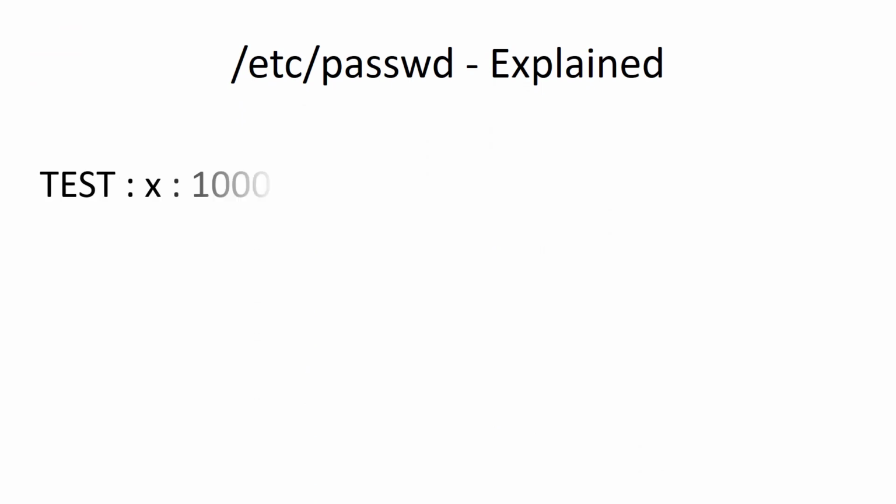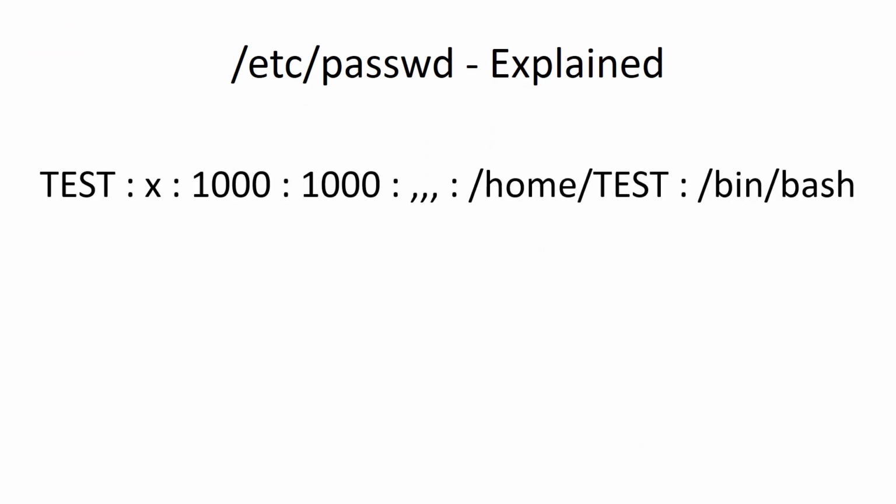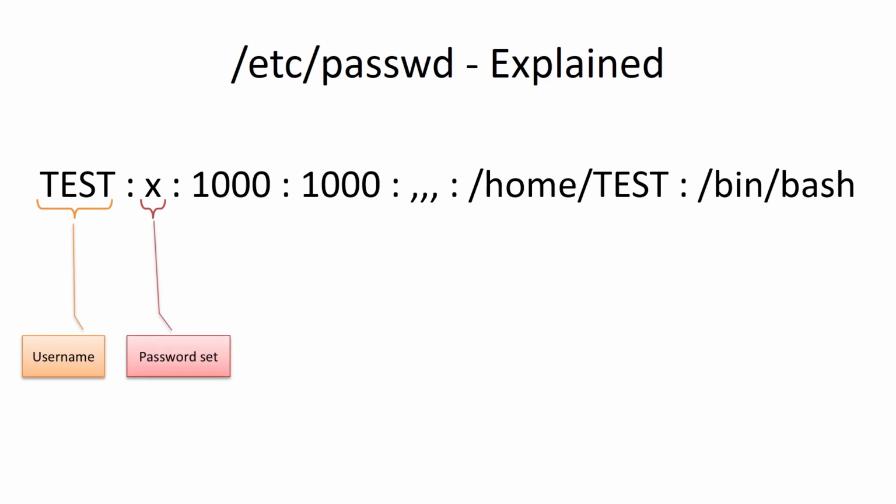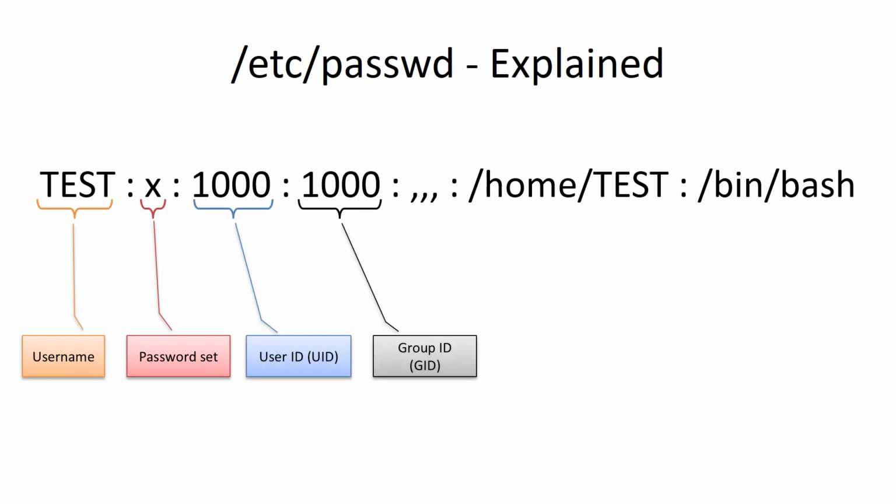So, what do we have in this file? As you can see, the string line has several parameters divided by colon. We will start from the left to the right. The first parameter is username. X means the password is set, and its hash we can find in the shadow file. The next two numeric parameters represent user ID and group ID. These identifiers are unique for each account.